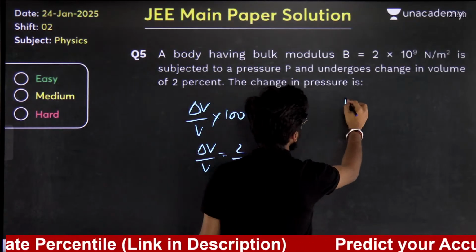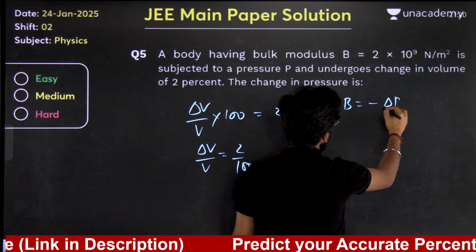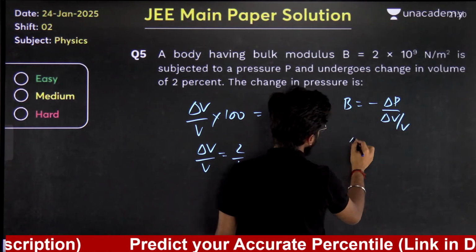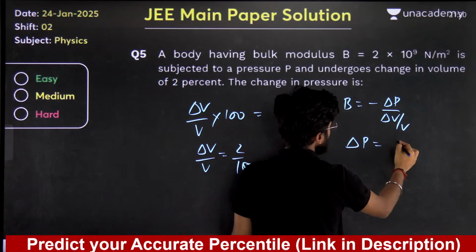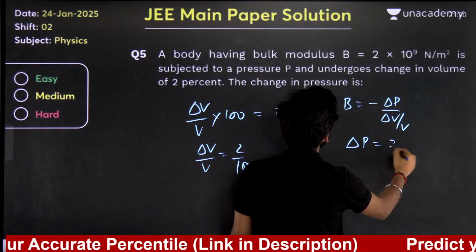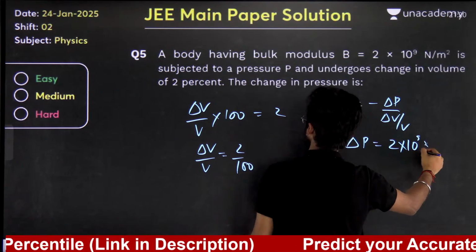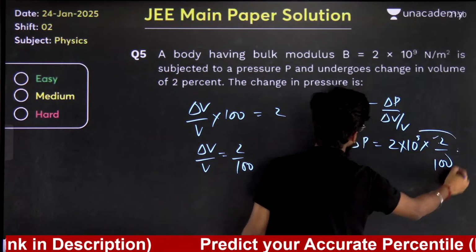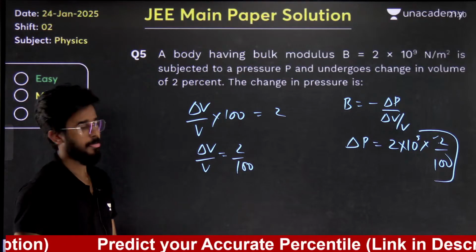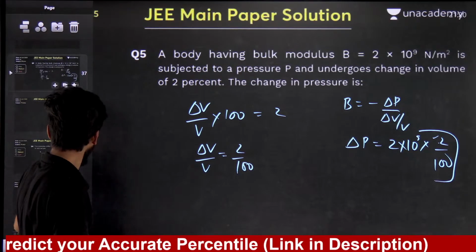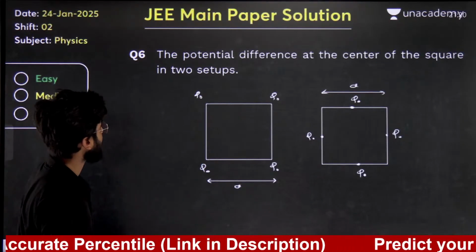So we can write bulk modulus is equals to minus delta p upon delta v upon v. So we can write delta p, that is equals to, leave the minus sign. So b into, b is what? Bulk modulus is 2 into 10 to the power 9, and delta v by v is 2 by 100. Just solve and find the answer. Okay, next question. Next question is from the electrostatics as well.